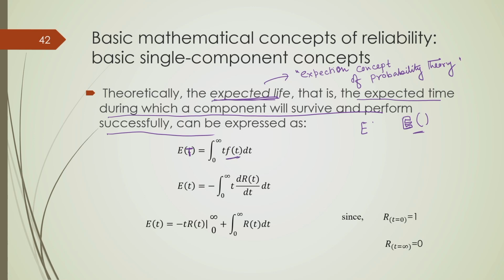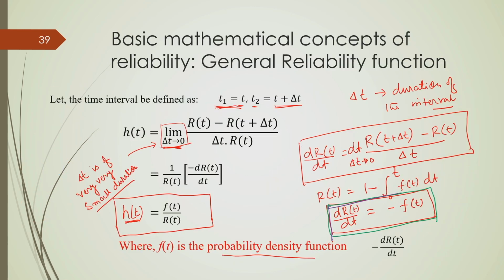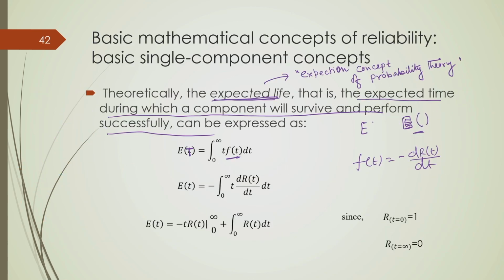Now, we know already f(t) is equal to minus dR(t)/dt. So, we got this from this particular relation, and if we put it over here, what will we get? E[T] is equal to minus the integral from 0 to infinity of t dR(t)/dt dt. Okay. Now, if you integrate it, then you will get E[T] is equal to minus t R(t) with a limit of 0 to infinity plus the integration of R(t) dt with a limit of 0 to infinity.